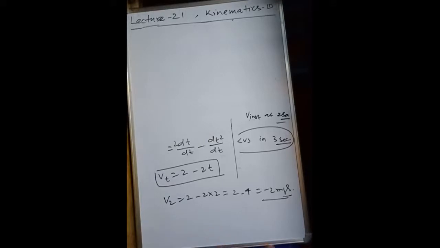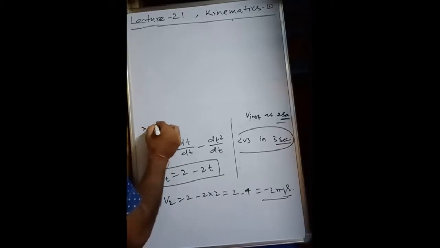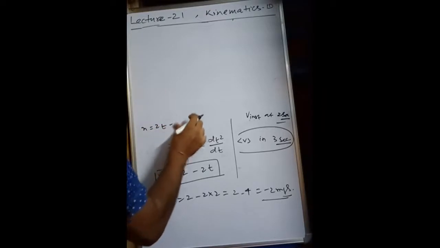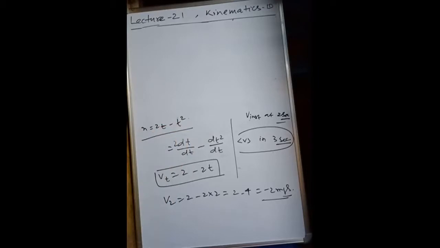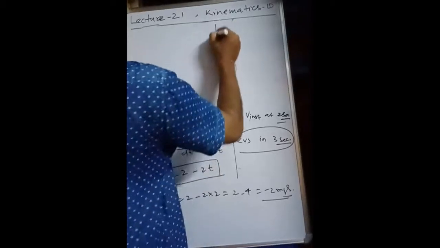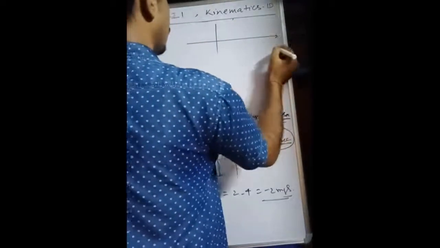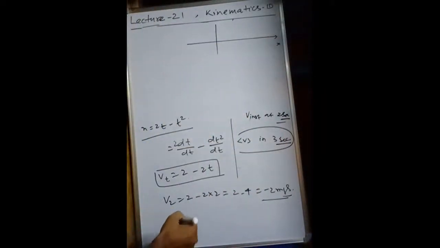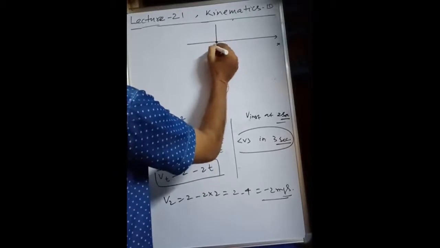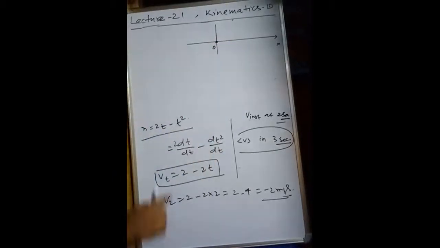The average speed. First, using that equation, my dear students, x was 2t minus t square. You can see, let me plot the graph, and this is the x. At 0 second, the particle will be at origin. Am I right? At 0 second, you can see the particle will be at origin.